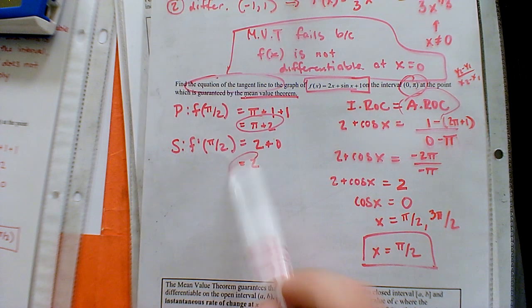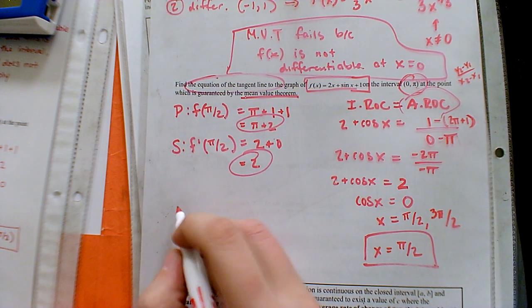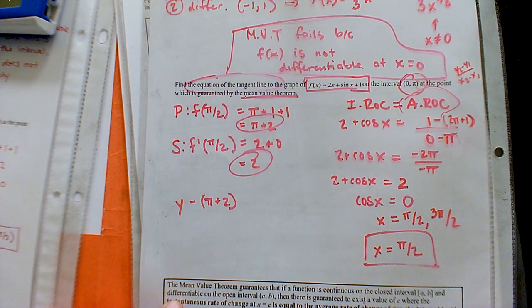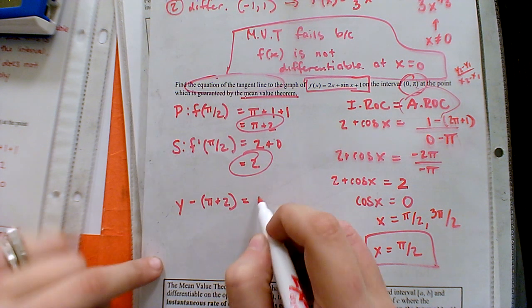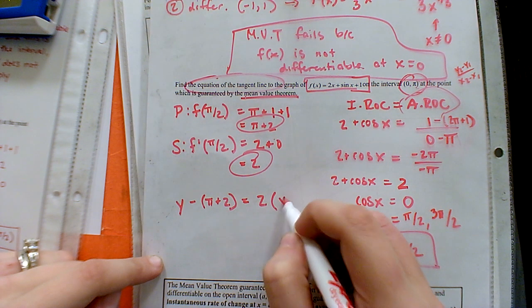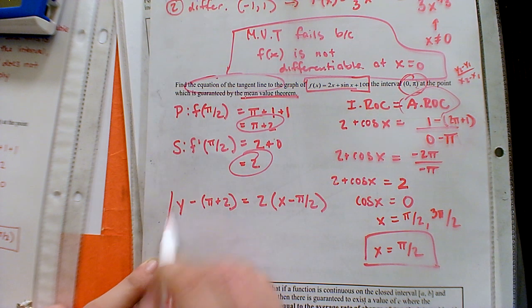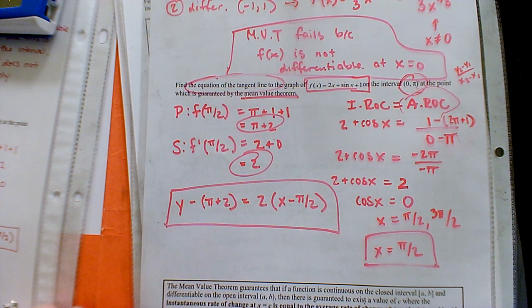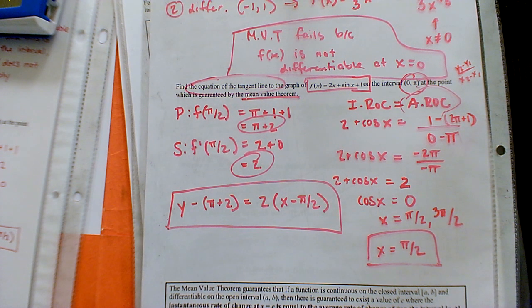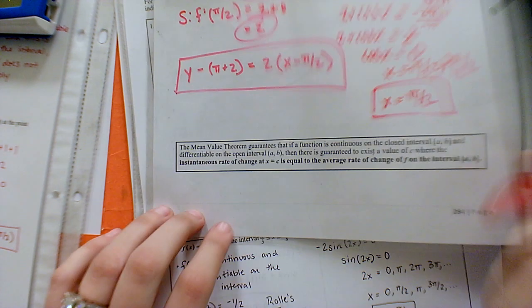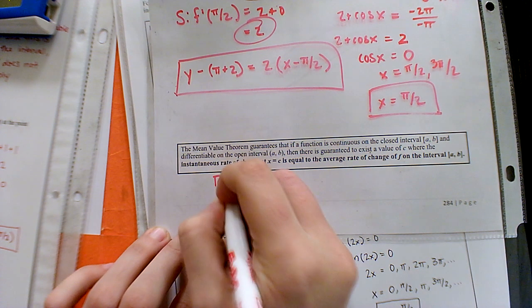All right, so we know our point, we know our slope. We'll go ahead and write our equation. Y minus the point, make sure you subtract the whole thing, equals the slope times x minus pi over 2. We're doing okay?